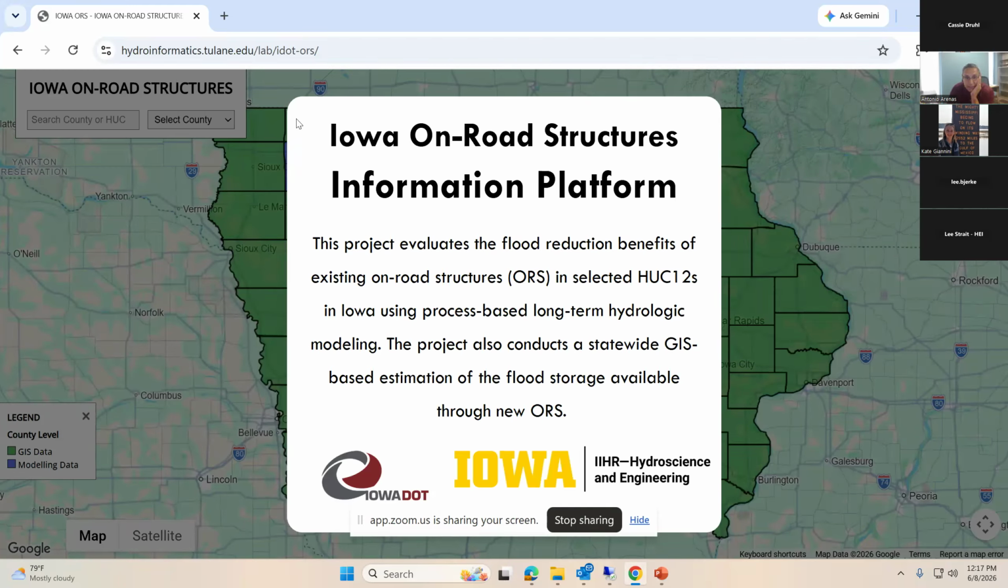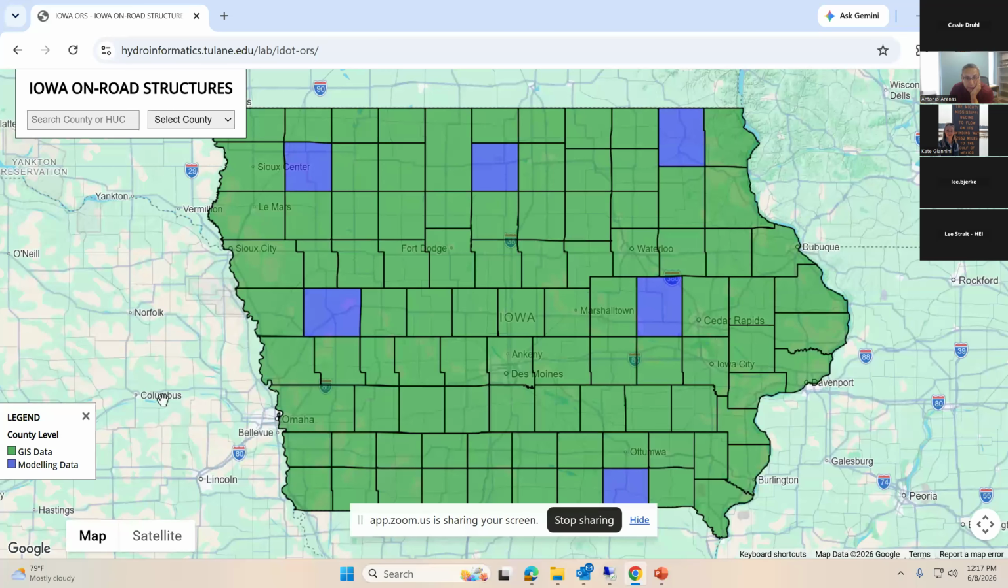So this is the Iowa On-Road Structures Information Platform. And what you can find here is basically the information that I tried to describe in the previous slides. So we have the statewide GIS analysis available for every single place in the state. So 99 counties have that information. And the counties that were selected for detailed hydrologic analysis are presented here in blue.